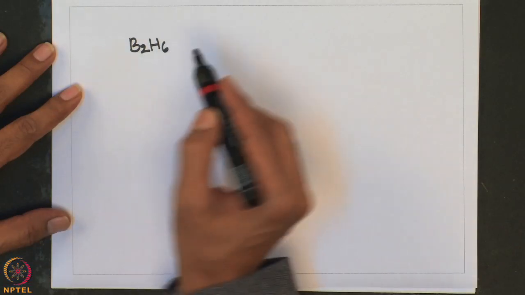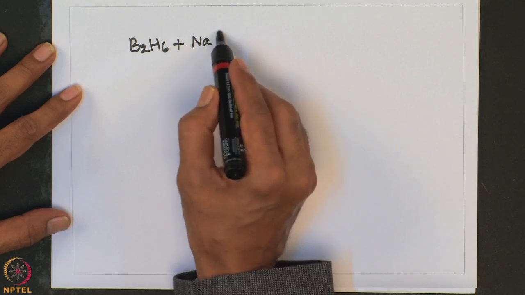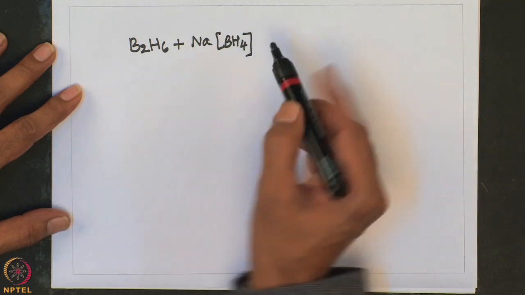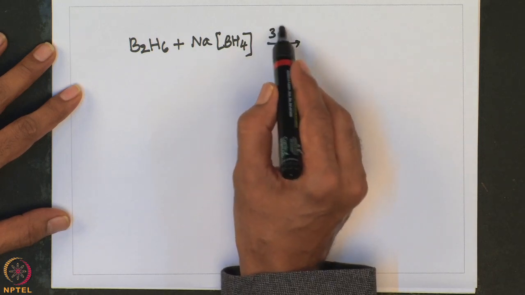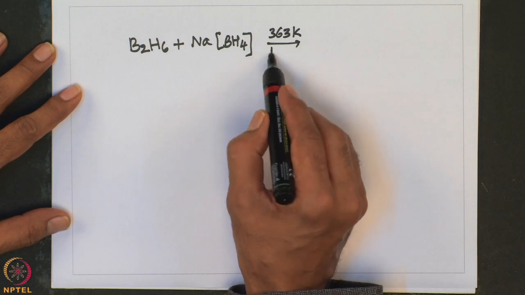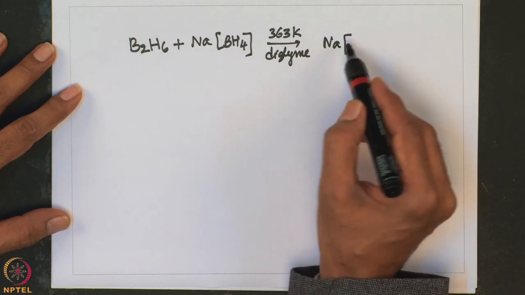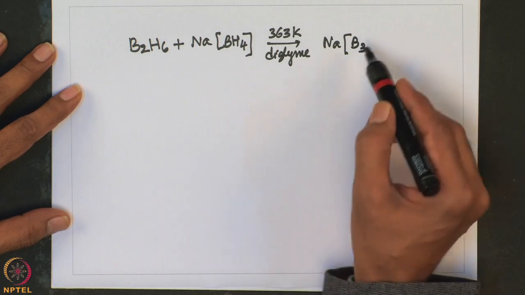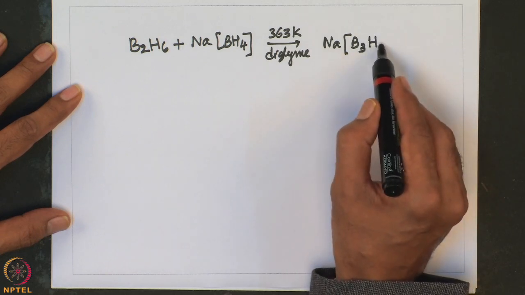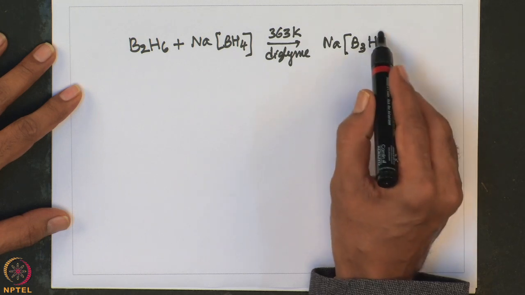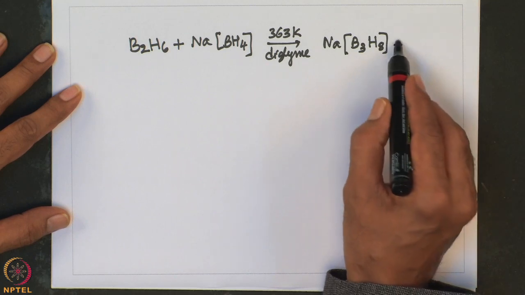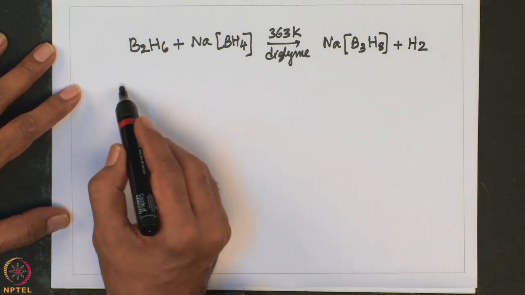Just let me give some reactions showing the formation of higher boron hydrides starting from diborane. For example, B2H6, when it is treated with sodium borohydride at 363 Kelvin in diglyme, it gives anionic boron hydride NaB3H8 plus H2.